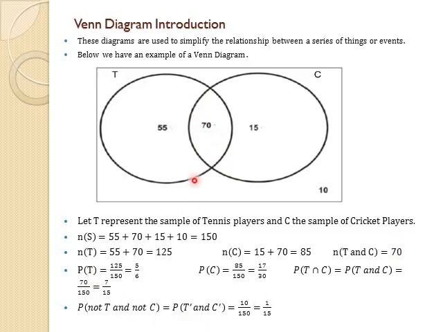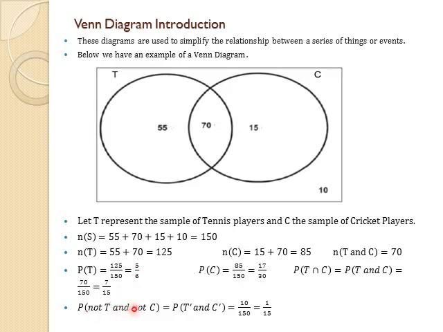We said probability that you play tennis, that would be 55 plus 70 divided by 150. So 125 over 150, which simplifies to 5 over 6. Must always simplify a fraction. Probability you play cricket would be 70 plus 15, which gives me 85 over 150. Simplifies to 17 over 30. Probability T intersection C, or also P(T and C), would equal 70 over 150 or 7 over 15.